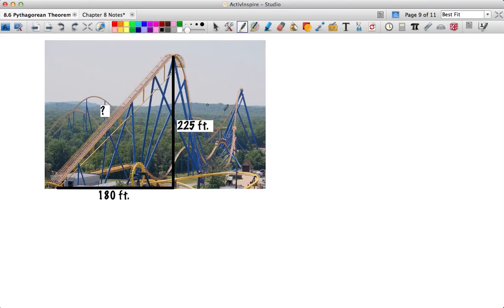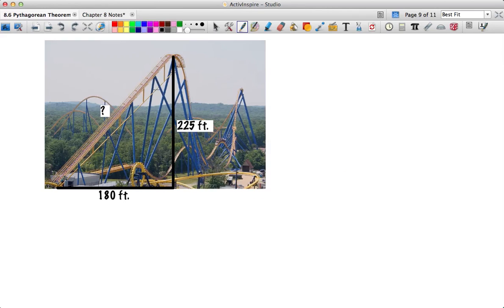Alright, so in real life, if you were to look at a roller coaster, if you knew from the base of the roller coaster to the center point below the highest point of the roller coaster, so from the base of the roller coaster to the center of the first hill is 180 feet. And you knew from that center to the top of the drop was 225 feet, you could figure out how high you would have to climb in order to get to that top point of the roller coaster. So how far are the people going from the bottom of that climb to the top of that climb?